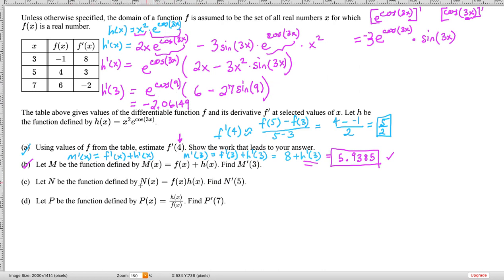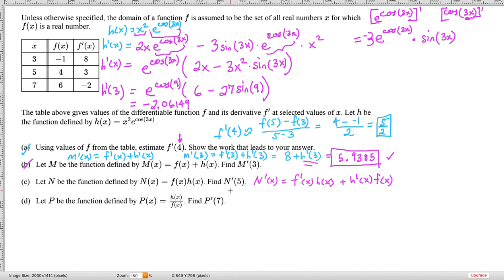Now, let's check this one. Here you've got to do the product rule. And they want you to find n prime of 5. So, in general, what is n prime of x? For any two functions f of x and h of x, it's going to be f prime of x times h of x, and this is literally a way to define the product rule, plus the derivative of h times f of x.